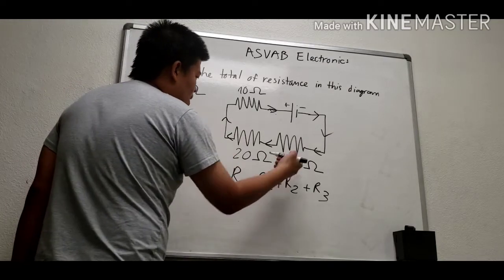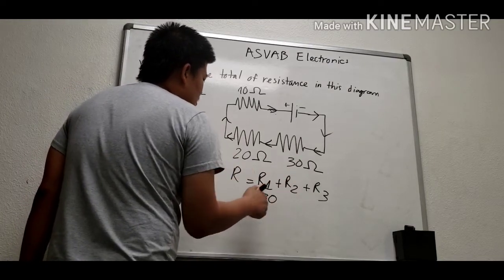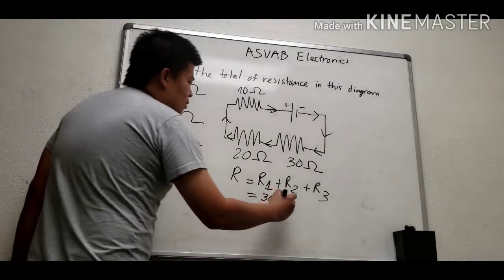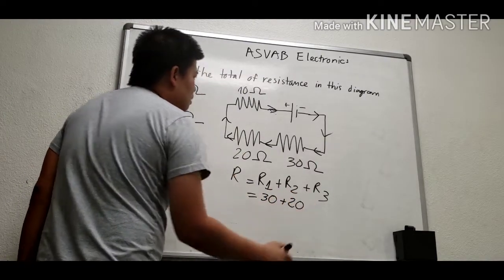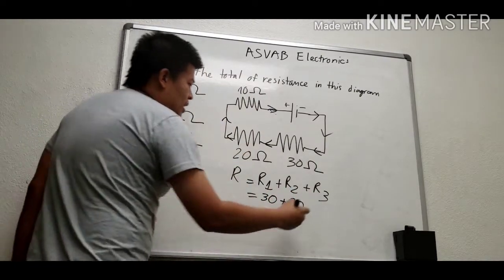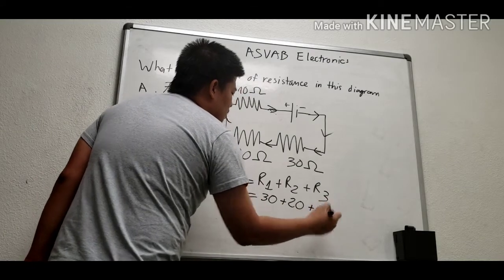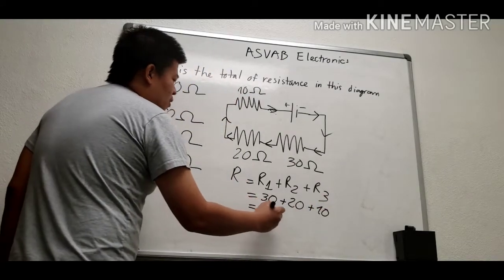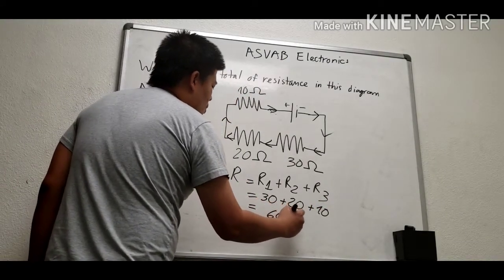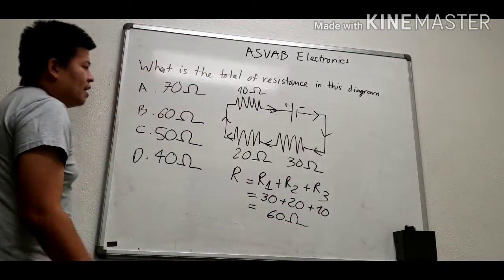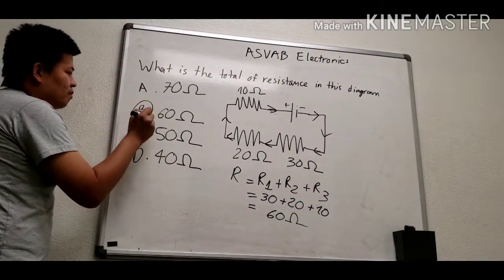So R1 is 30, the second one is 20, and the last one is 10. So the total is 60 ohm, and the answer to the question is B.